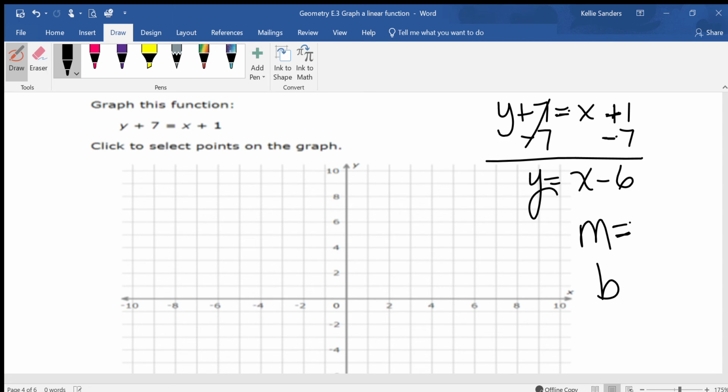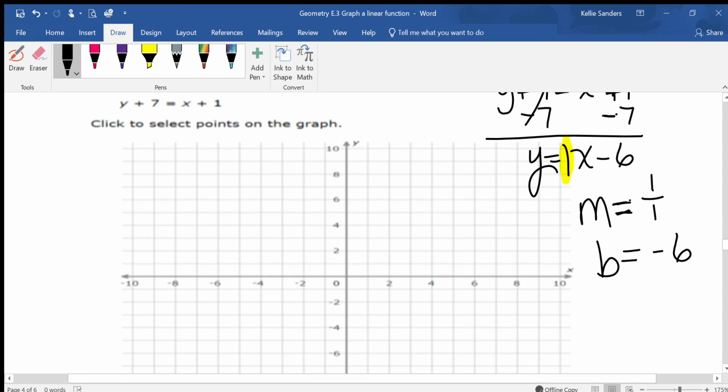M and b. The b is negative 6. But what is your m? Remember that m is the number that's in front of the x. Now earlier we didn't have a number, and we said it was 0. But in this case, we have an x. If we have an x, there's going to be a number in front of the x. Remember, it's always understood to be a 1. So if it's 1, then it's 1 over 1. So I gotta move this up a little bit to get to my negative 6. So negative 6, and then rise 1, run 1. There you go.